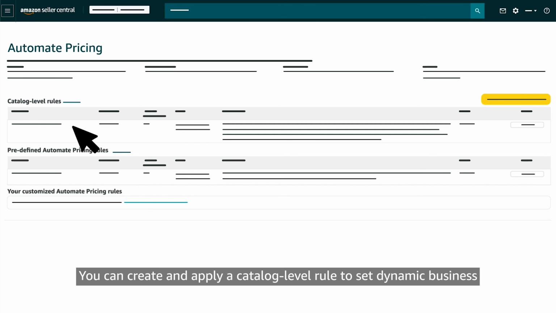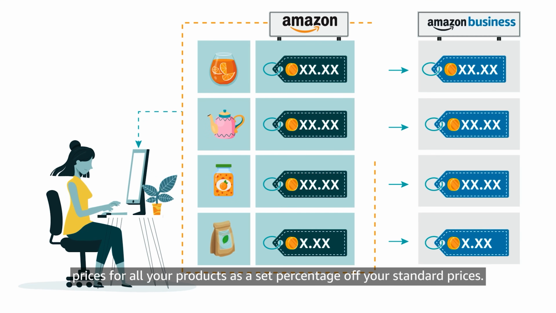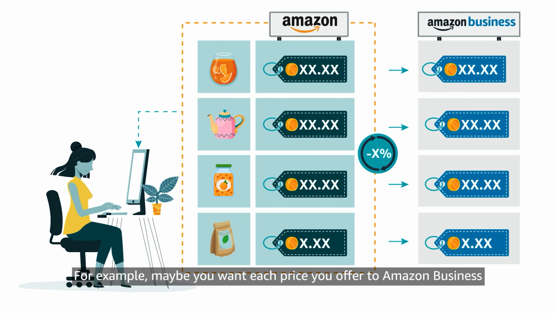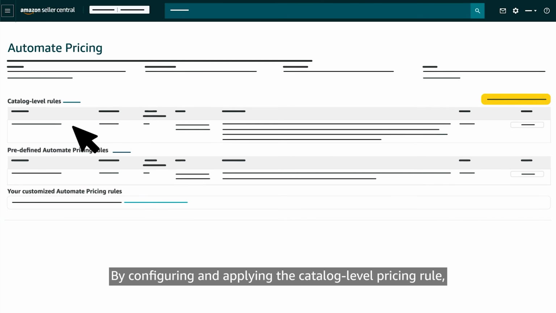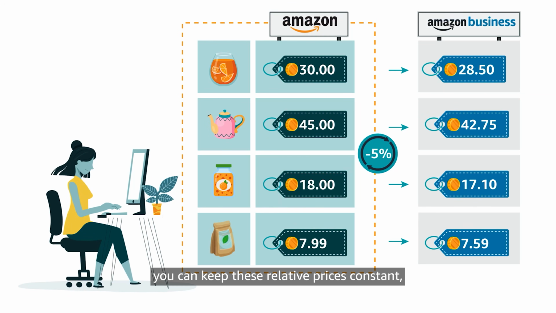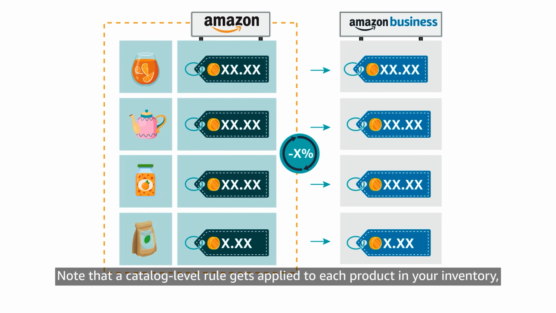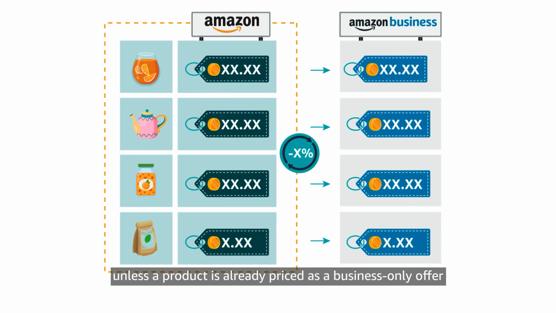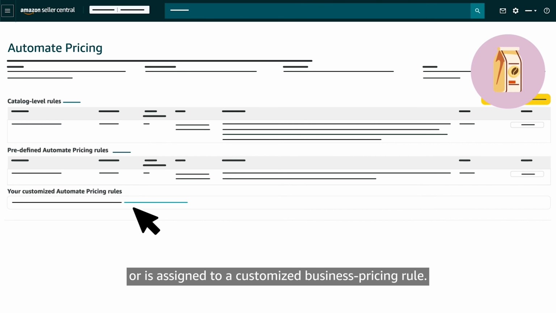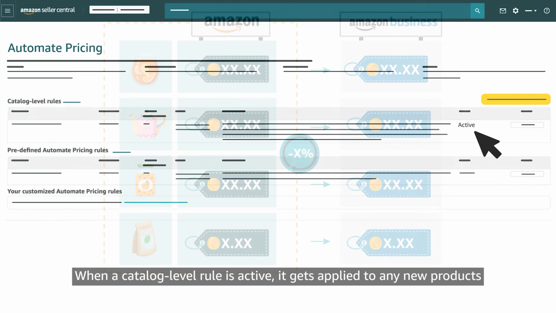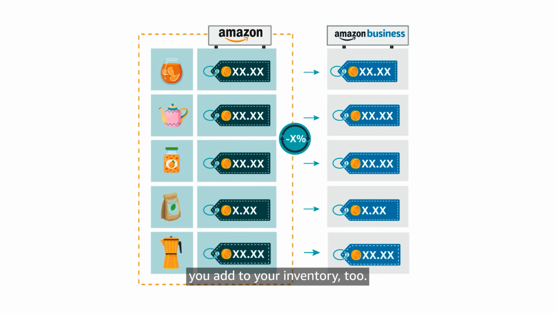You can create and apply a catalog level rule to set dynamic business prices for all your products as a set percentage off your standard prices. For example, maybe you want each price you offer to Amazon Business customers to be 5% less than each standard price. By configuring and applying the catalog level pricing rule, you can keep these relative prices constant, even when your standard prices change. Note that a catalog level rule gets applied to each product in your inventory unless a product is already priced as a business-only offer or is assigned to a customized business pricing rule. When a catalog level rule is active, it gets applied to any new products you add to your inventory too.